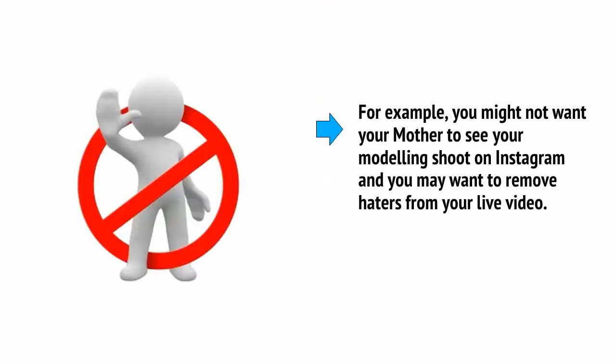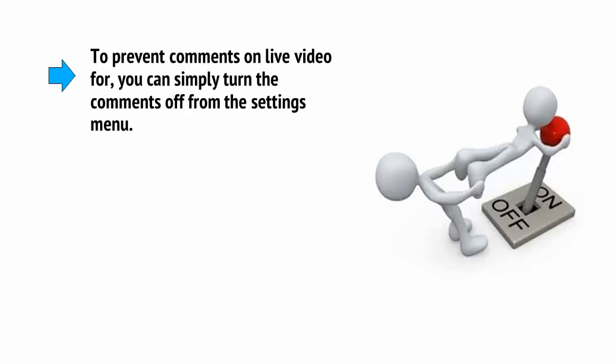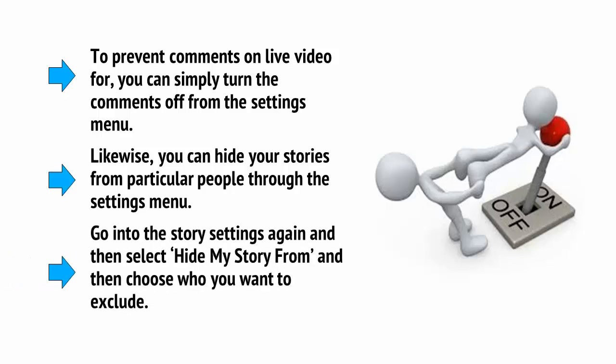Security and privacy is always important, even when you are a marketer and your aim is to reach as many people as possible. For example, you might not want your mother to see your modeling shoot on Instagram, and you may want to remove haters from your live video. Instagram has thought of both of these things. To prevent comments on live video, you can simply turn the comments off from the Settings menu. Likewise, you can hide your stories from particular people through the Settings menu. Go into the story settings again and then select Hide My Story From and then choose who you want to exclude.